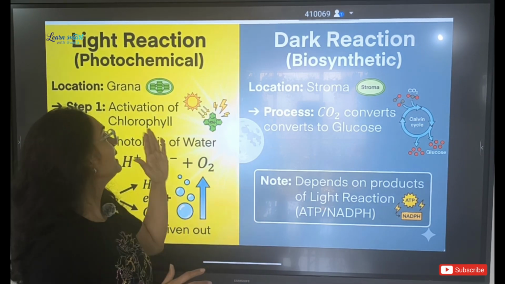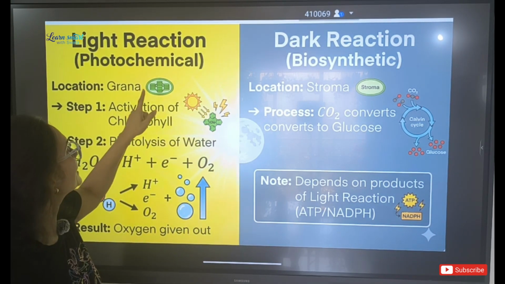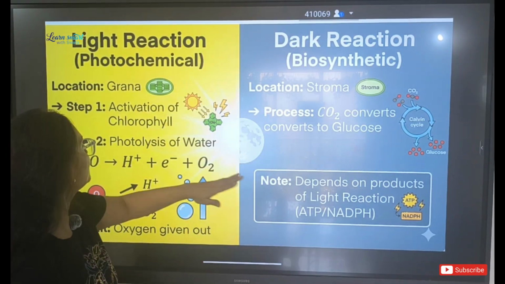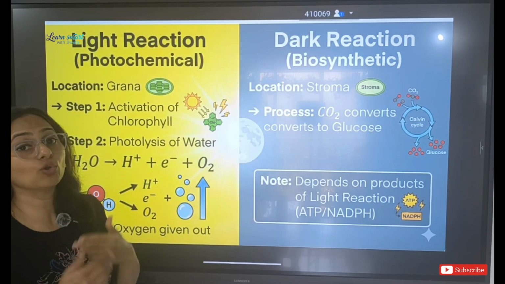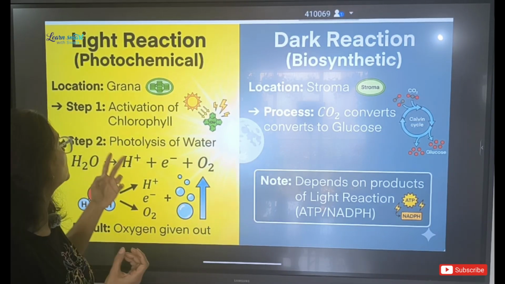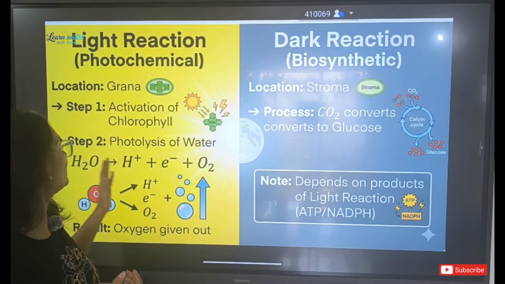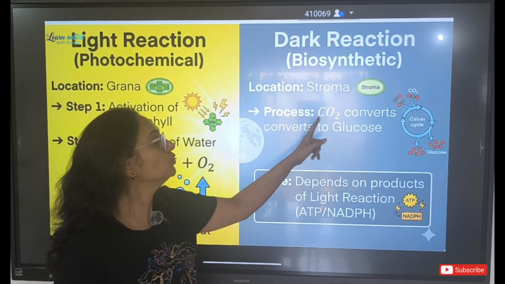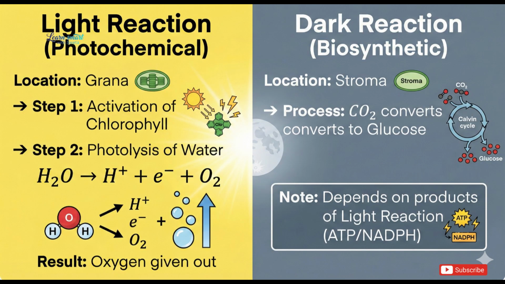So the point is, what happens in the light reaction? It takes place in the grana. Dark reaction takes place in the stroma. In the light reaction, the first step is that chlorophyll gets activated by absorbing light energy. Then photolysis of water takes place. But in the dark reaction, the carbon dioxide converts into glucose.